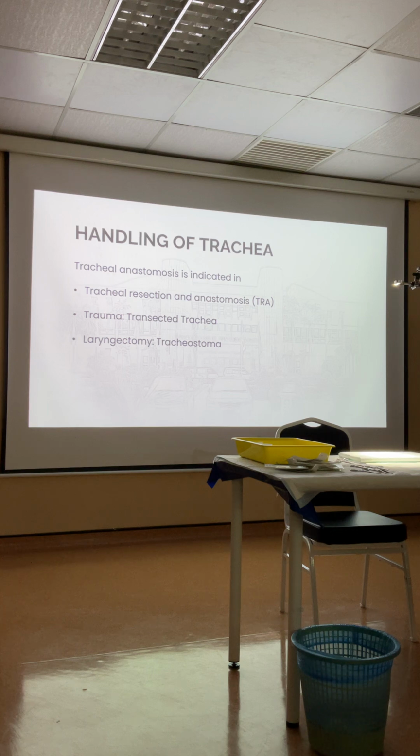I'm expecting my ENT medical officer to answer this. What are the indications of a tracheal resection and also anastomosis? Tracheal stenosis. So you have a complete tracheal stenosis or a tracheal stenosis that has failed endoscopic treatment, endoscopic dilatation. Then you consider resecting part of the trachea and also anastomosing the trachea.